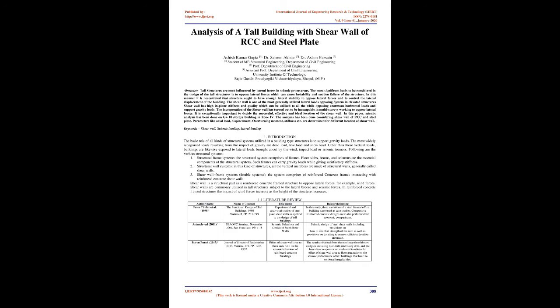1. Structural frame systems. The structural system comprises of frames. Floor slabs, beams, and columns are the essential components of the structural system. Such frames can carry gravity loads while giving satisfactory stiffness. 2. Structural wall systems. In this kind of structure, all the vertical members are made of structural walls, generally called shear walls. 3. Shear wall frame systems. Double systems. The system comprises of reinforced concrete frames interacting with reinforced concrete shear walls.